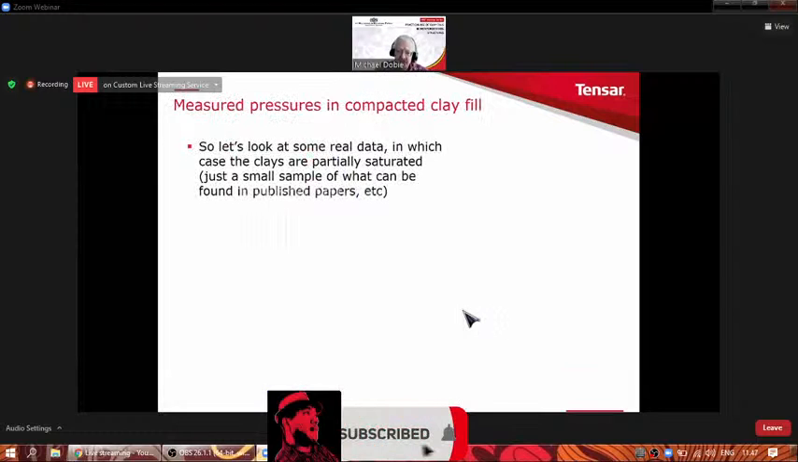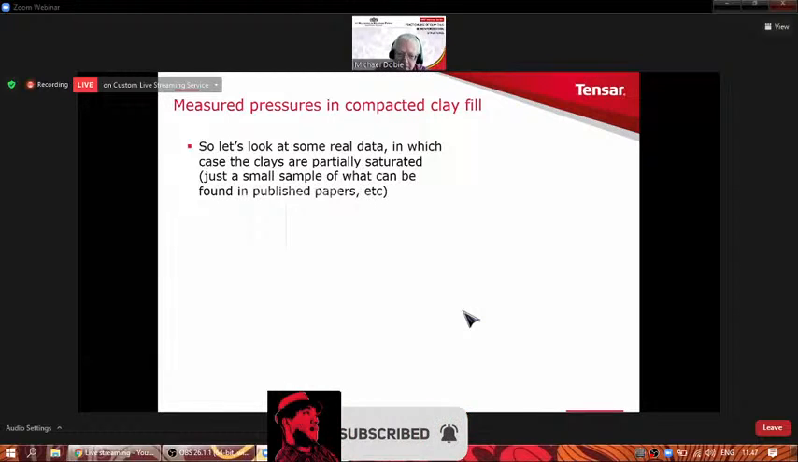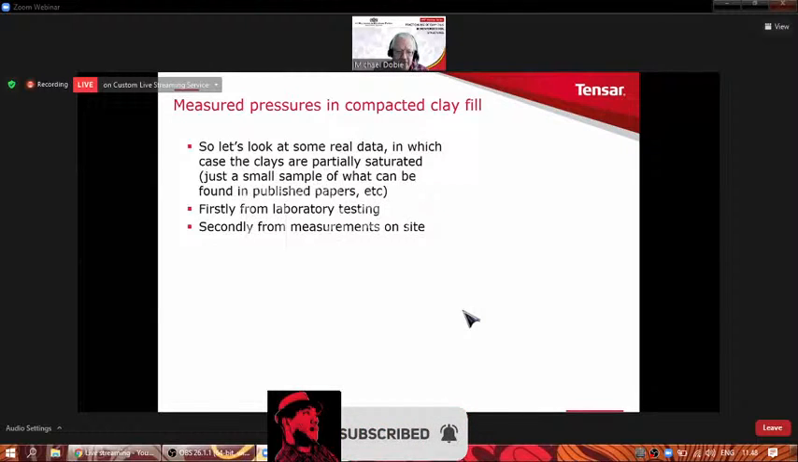Now that was a bit theoretical. So what I want to do now is to look at some real data using that same diagram, just reminding ourselves, of course, that clays are partially saturated. What I'm going to show you is just a small sample. It mainly comes from that Clay Fills conference, the one I published in 1978, but you can find lots more data of this type. So we look at some laboratory testing and some measurements from site.